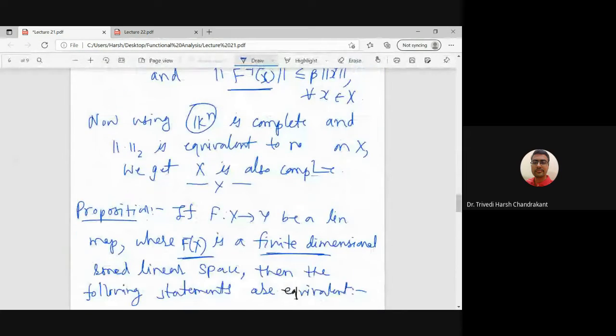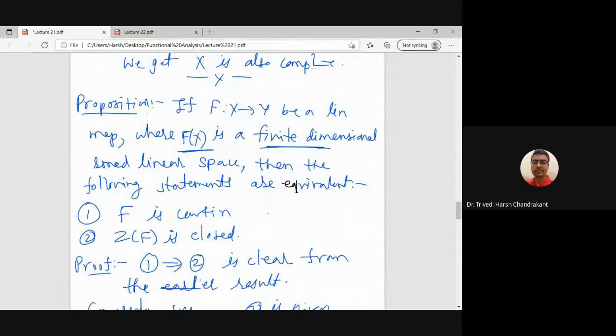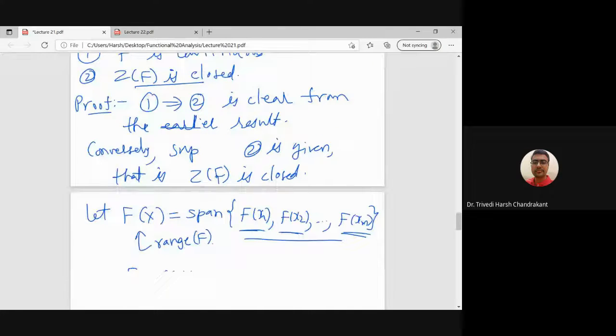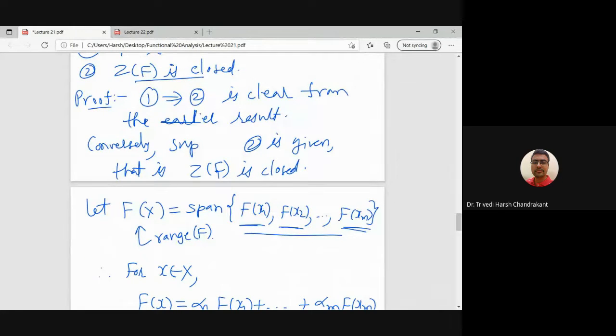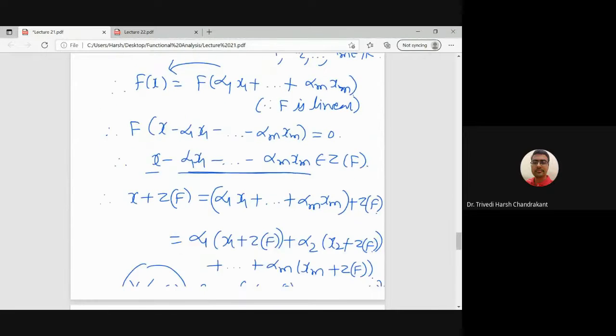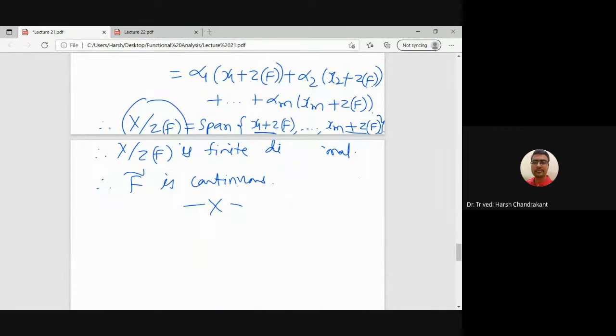So what we discussed in the previous lecture, and then we discussed this last proposition, says that whenever the range is finite dimensional and we have a linear continuous function, this condition is equivalent to the condition that the kernel is closed. So in the earlier result, we mentioned two parts, kernel is closed and f tilde is continuous. But here f tilde is continuous because the domain of f tilde, which is the quotient space, is finite dimensional. So to prove that the quotient space is finite dimensional, we need to show that the quotient space is generated by finitely many elements.